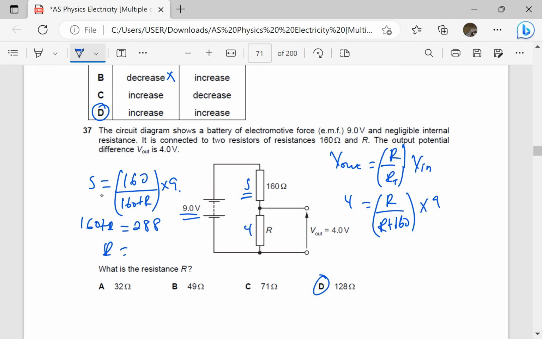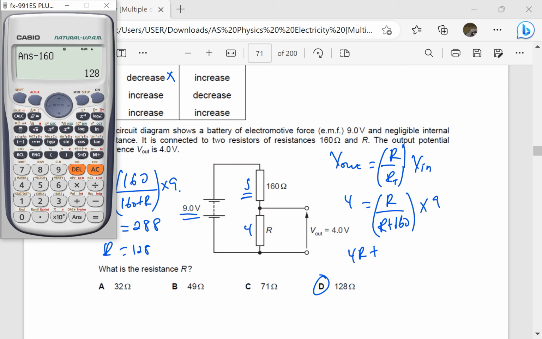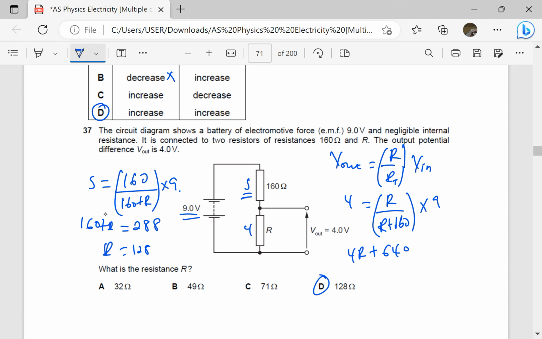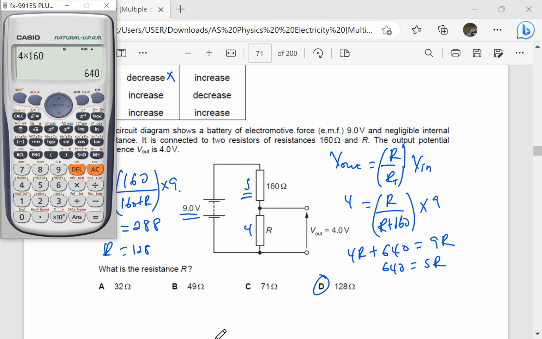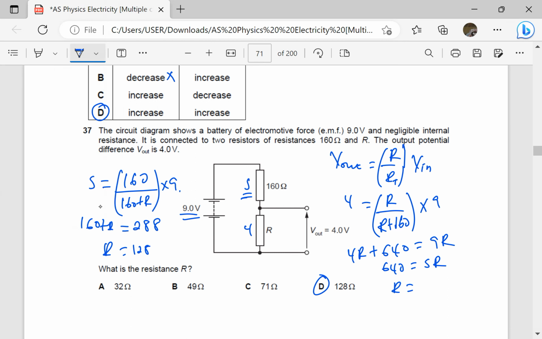So R is 128. Alternatively, let's check it very fast. Cross multiplying, I have 4R plus 4 times 160, that is 640, is equal to 9R. So collecting like terms, you have 640 is equal to 5R. So you have 640 divided by 5, that is 128.